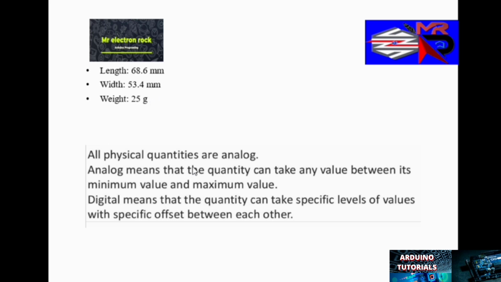All physical quantities are analog. Analog means that the quantity can take any value between its minimum value and maximum value. For example, let the minimum value be 0 and the maximum value be 1. Between 0 and 1 you have many values like 0.1, 0.2, 0.3. When we consider the in-between values, it is called analog. Digital means that the quantity can take a specific level of values with a specific offset between each other. That means it can take only the minimum and the maximum value. It can't consider the middle values. Then it is called digital.